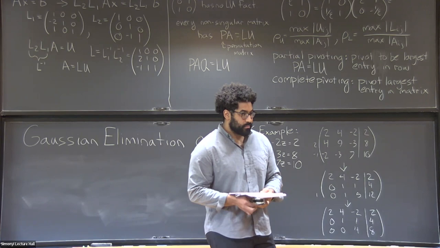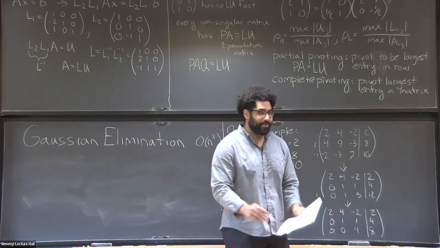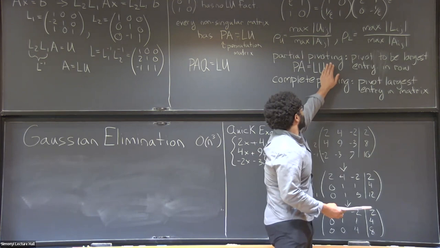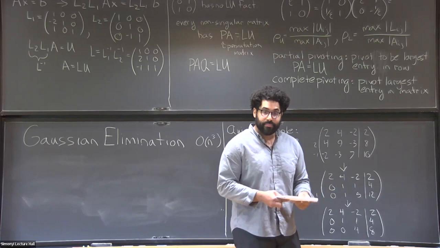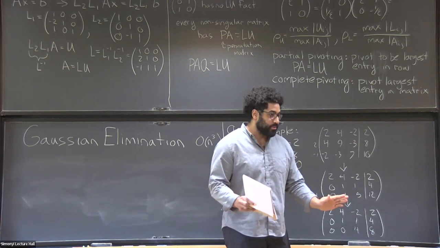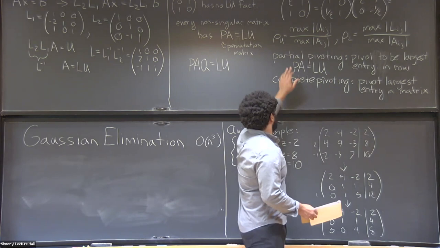Okay, so I'll say that typically if you read about Gaussian elimination in any numerical analysis textbook or any numerical linear algebra textbook, typically partial pivoting is preferred, because complete pivoting will increase your runtime in a noticeable way, whereas partial pivoting will not. Now, depending on what data structure is used, how this is implemented, this may depend on some things, but for the purposes of what we're looking at, partial pivoting is preferred in practice.